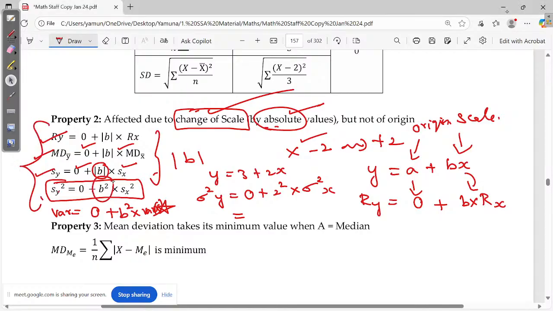Ultimately, we have this concept. For variance, we have to square it: 0 for change of origin, and for change of scale, you have to square it. For range, mean deviation and standard deviation, 0 for change of origin, but you have to take the modulus value for change of scale. We'll be using the same concept not only for averages and dispersion, but also for correlation and regression.